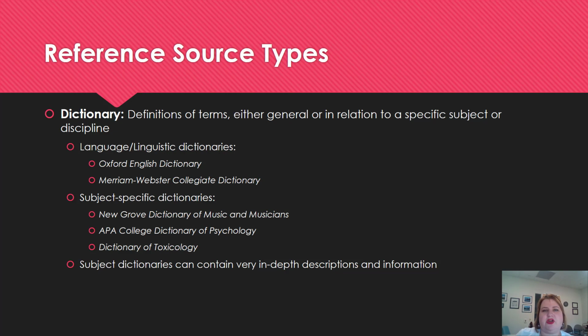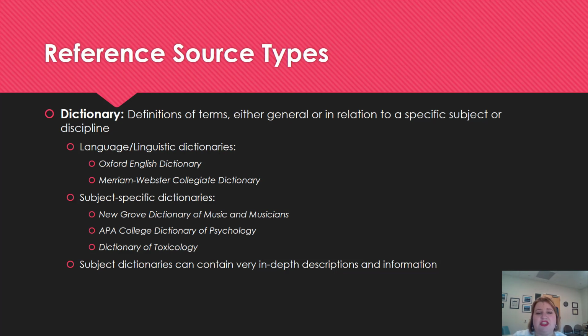And so those are very important for some of our clinicals, where students are actually going out and working with patients, that they reference those a lot because it's impossible to remember everything. And so these are quick reference guides to the drugs that are most frequently used and how they interact with the body and with patients and with other drugs. So you can get very basic level definitions, but many times subject-specific dictionaries can contain very in-depth descriptions and information.